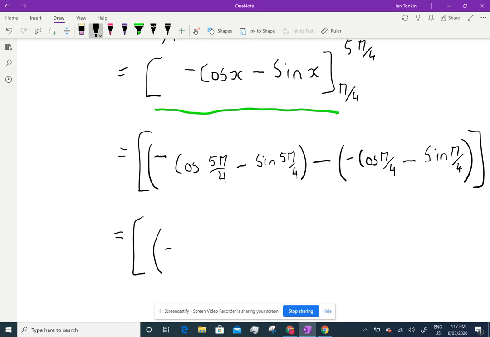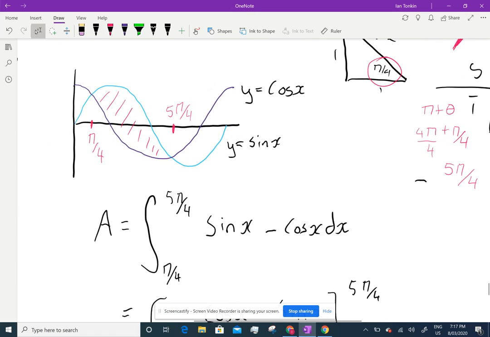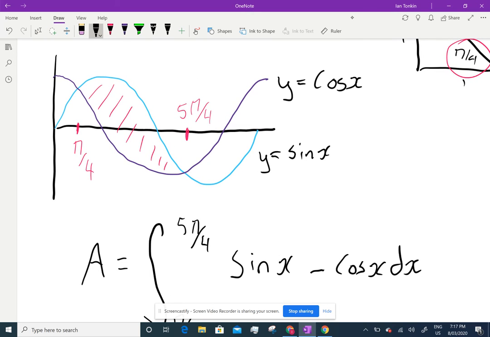So what do I get? Minus, now cos 5 pi on 4, they're both negative, negative 1 on root 2, minus sine 5 pi on 4, negative 1 on root 2, minus, now cos pi on 4 is positive. You can see it here. Here they are on the curve. This is 1 on root 2. And this value over here is negative 1 on root 2.